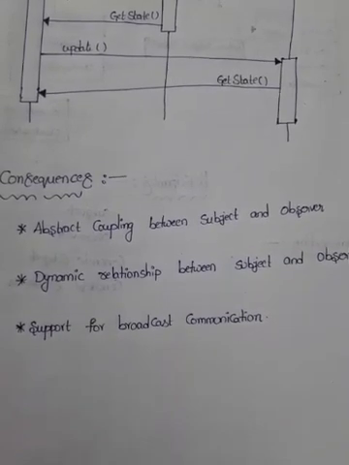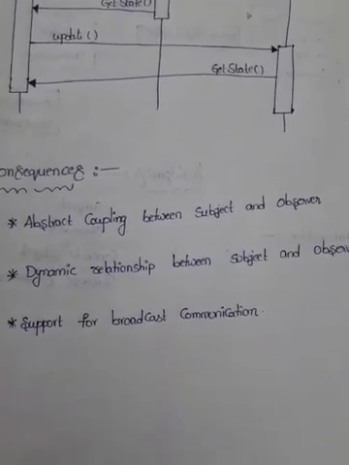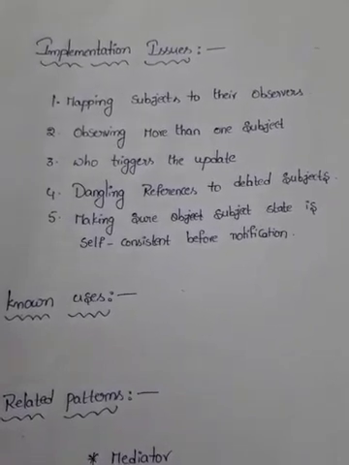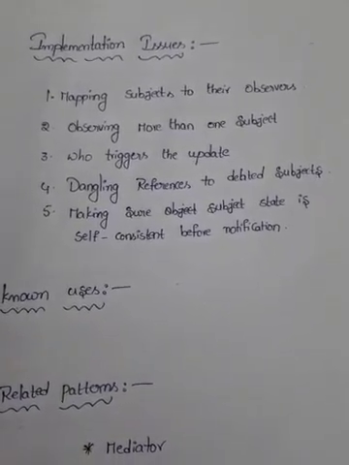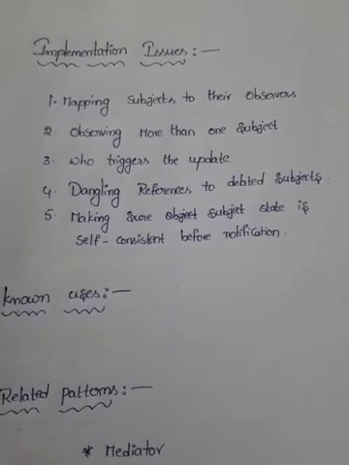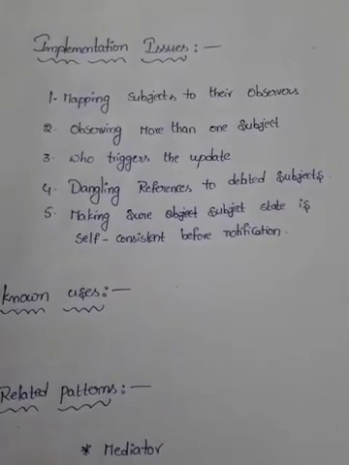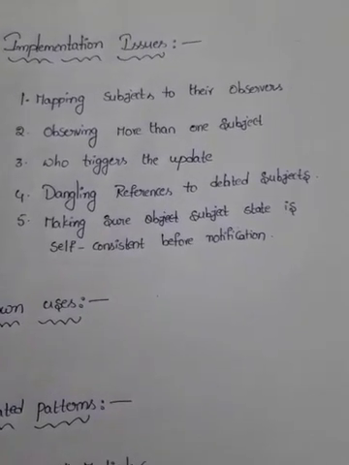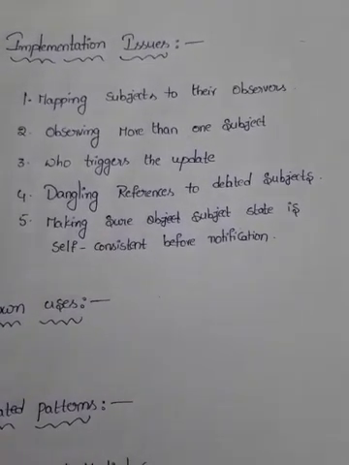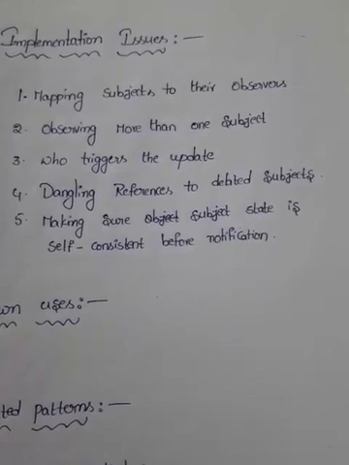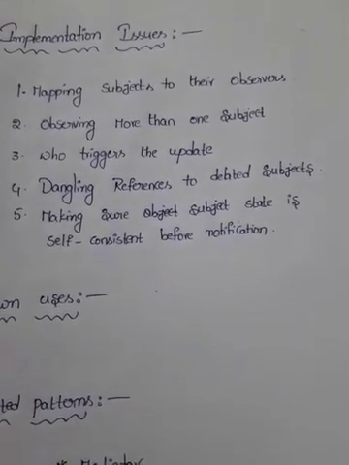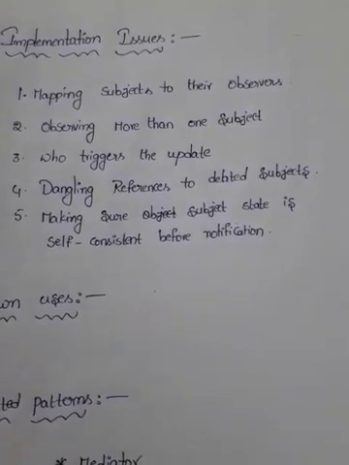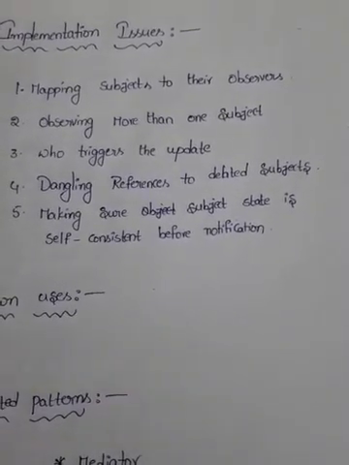And let us see the next template of this observer pattern. Coming to the implementation issues of this observer pattern, we have a number of implementation issues, and some of them are these. The first one is mapping subjects to their observers. That means the simplest way for a subject to keep track of the observers it should notify is to store references to them explicitly in the subject.